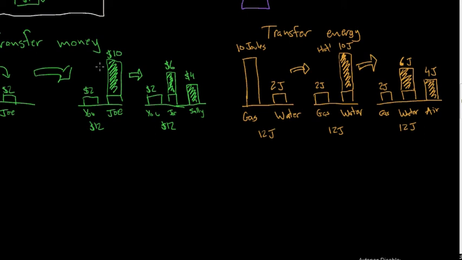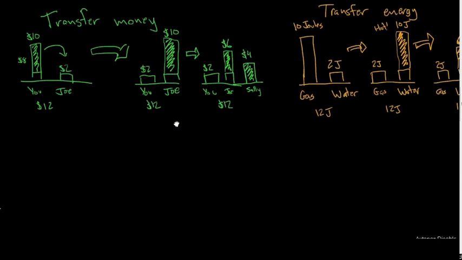So you can see that when you transfer money, the total amount always has to stay the same, because you're just handing it off. It's the same when you transfer energy. And this has to do with our idea that all energy has to come from somewhere and go somewhere. Where did the water get its energy? It came from the gas. Where did the gas's energy go? It went to the water, and eventually went from the water to the air. But every last joule of energy can be counted somewhere, just like every dollar can be counted somewhere. So this is transferring from place to place.